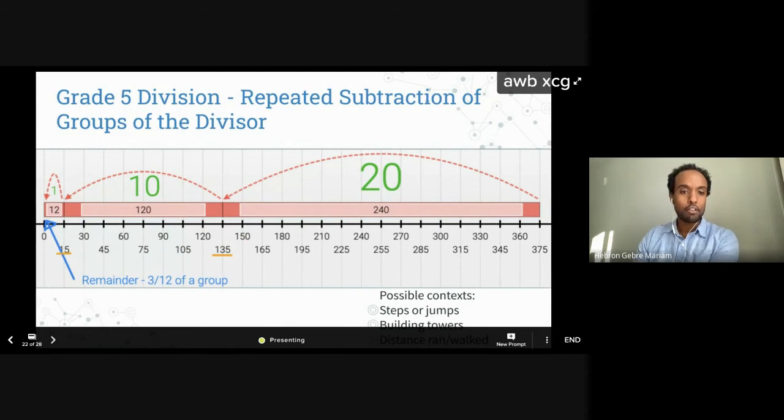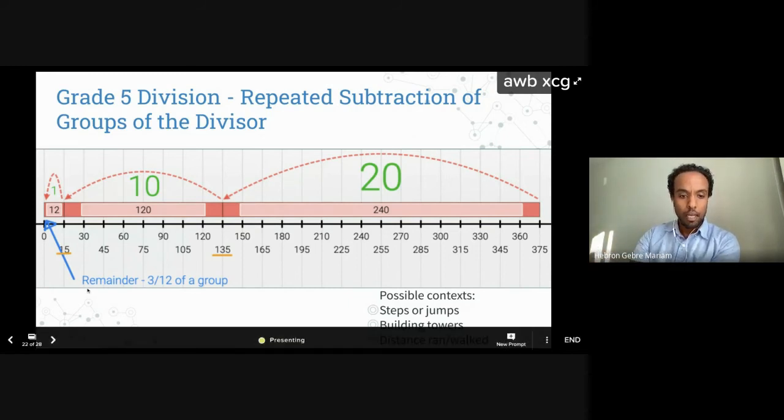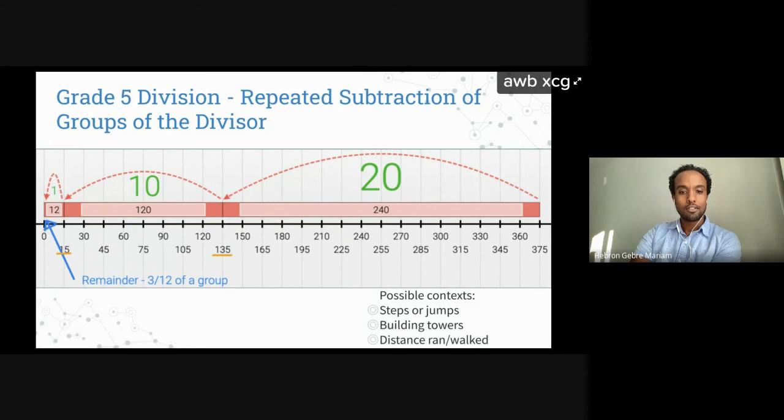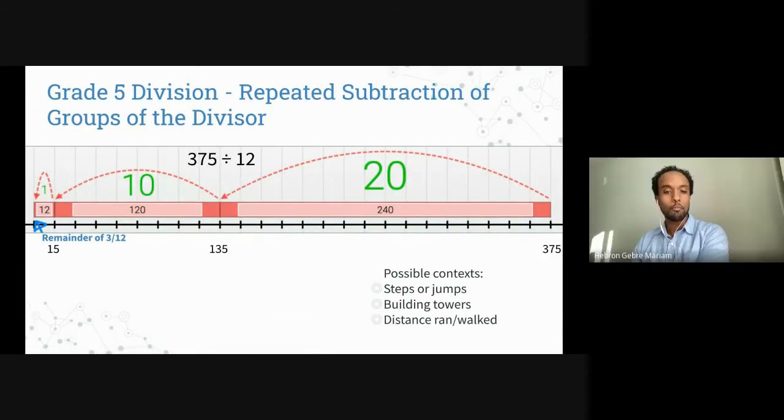Grade 5 division. We're looking here at repeated subtraction of groups or divisors. Oh. Yeah, how come it's that? That's so strange. Yeah. Here, let's do this instead then. There we go. Share this tab instead. All right, so we've updated the slides, but the pair deck doesn't seem to want to update.